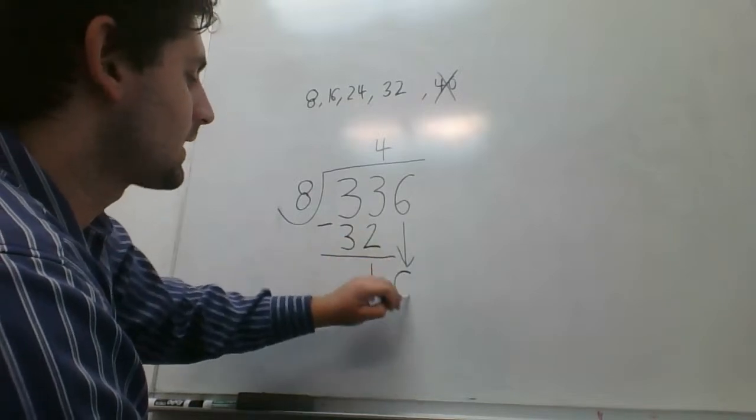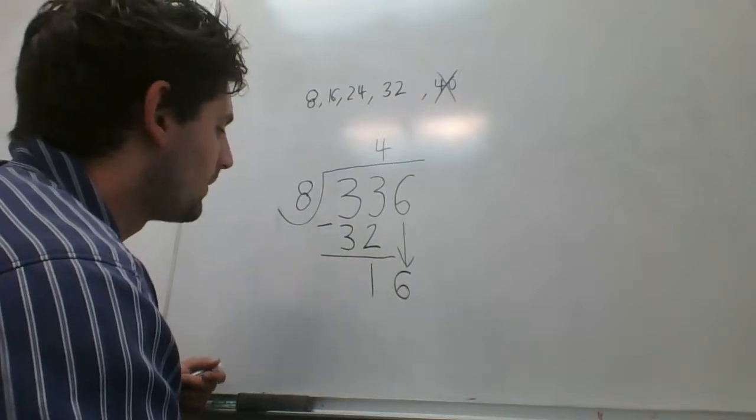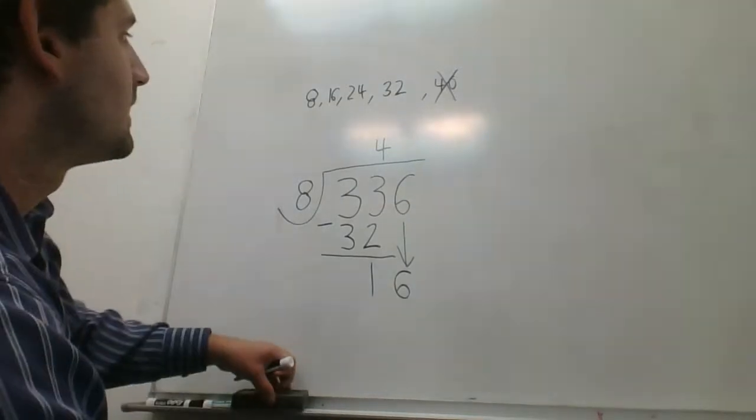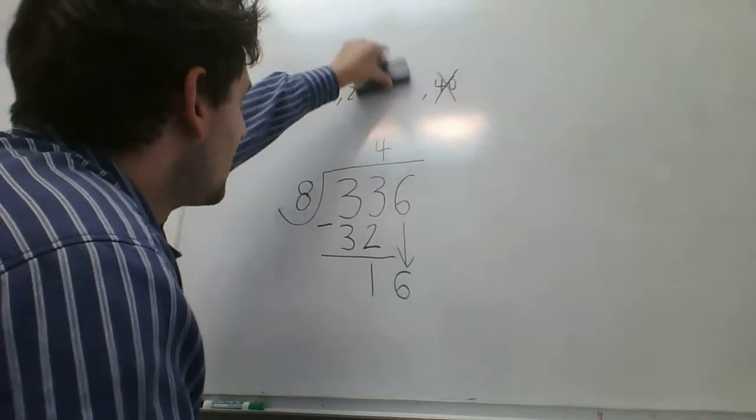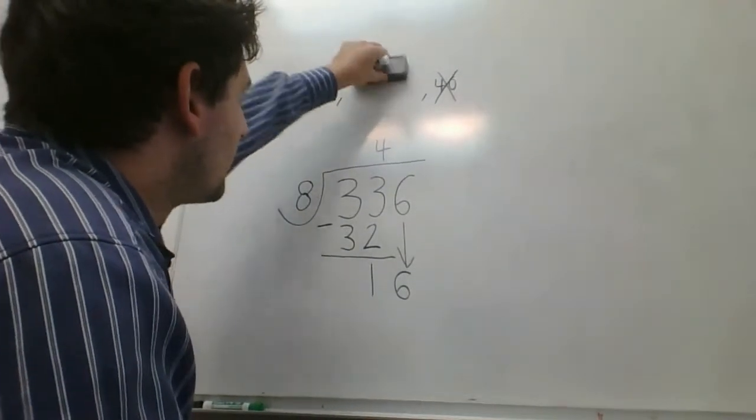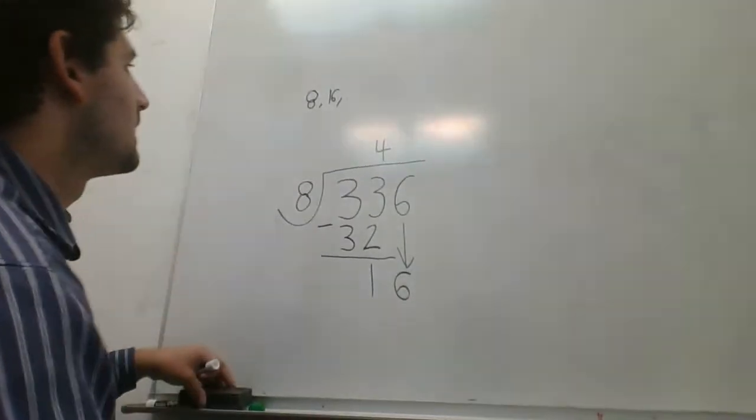I'm going to bring down the 6. Now I got to figure out how many groups of 8 go into 16. I could start counting from 0, but I already have. There's a quicker way. I can simply just do this.